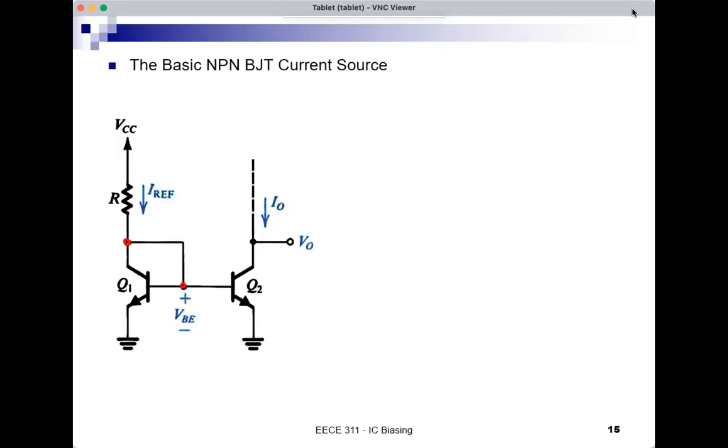So what kind of output current would I get here? Let's start by saying that Q1 has a certain emitter area, AE1, and Q2 has another emitter area, AE2. So emitter area is like W over L for the MOSFET. It's a parameter that the circuit designer can control. You can make the emitter area bigger or smaller. So Q1 area of emitter is AE1, Q2 area of emitter is AE2.